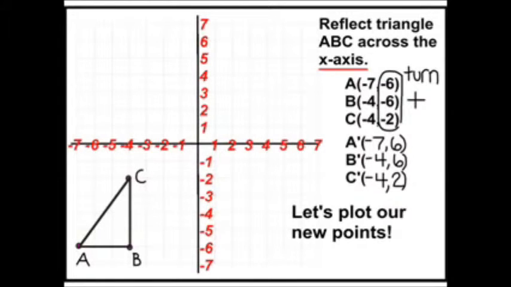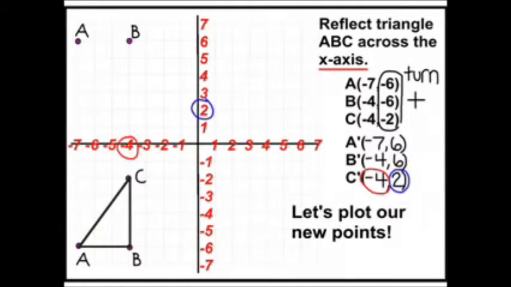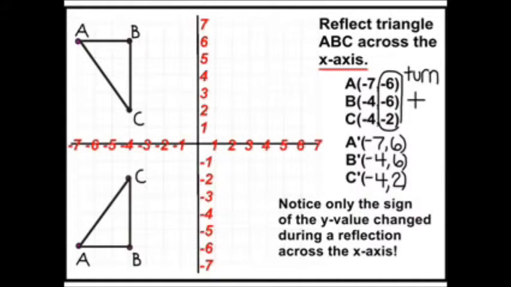Now let's plot each of the ordered pairs. The new point A is going to be located at -7, +6. The new B location is at -4, +6. And point C is located at -4, +2. And when you connect all of the dots, we have our new right triangle ABC, which was reflected across the x-axis.